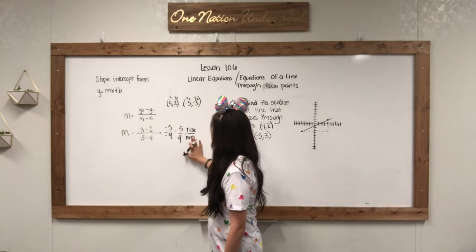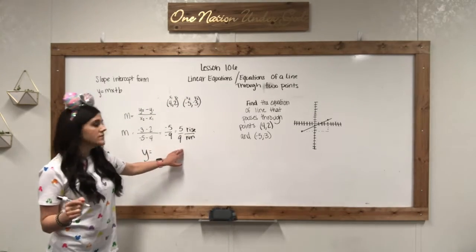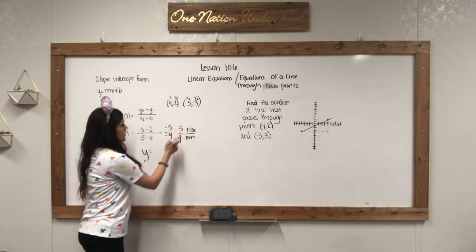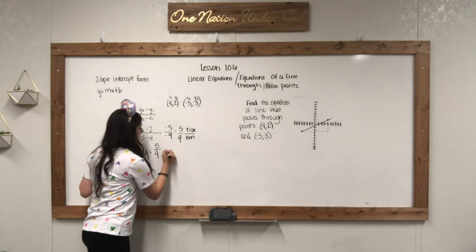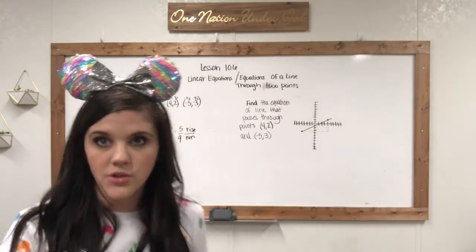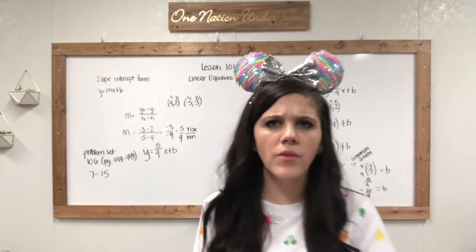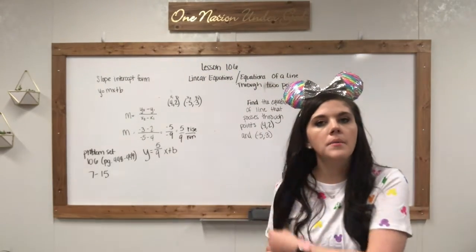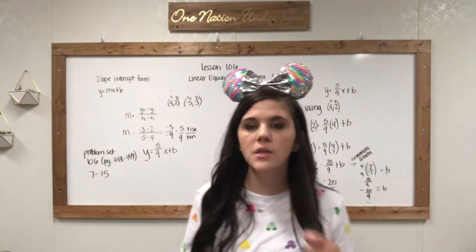In this equation, y equals mx plus b, we have already solved for the m. So we can replace the m with 5 over 9. Okay, now let's solve for the rest of the equation. That's a review of how to find the slope. We've already done that together in class, and we did it a little bit a couple of weeks ago.